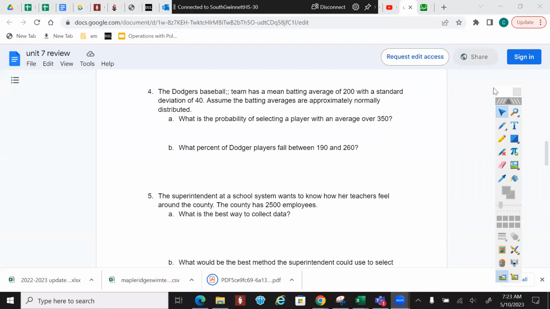Dodgers baseball team has a mean batting average of 200 with a standard deviation of 40. Assume the batting averages are approximately normally distributed. What is the probability of selecting a player with an average over 350? So what you want to do is draw your normal curve. Again, we start in the middle and we write out the mean. That's 200. And then we're going to draw 4 lines to the right, and 4 lines to the left.